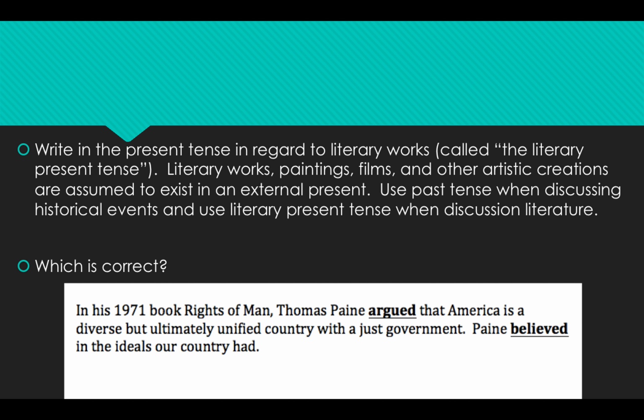Look at this example. Which is correct? "In his 1971 book, Rights of Man, Thomas Paine argued that America is a diverse but ultimately unified country with a just government. Paine believed in the ideals our country had." So, which one of these is talking about literature? It would actually be the first one. So, the first "argued" needs to be changed to present tense. "In his book, Thomas Paine argues that America is diverse." But historically, the historical figure Thomas Paine, he did believe in the ideas. So that needs to stay past tense. Clear as mud, I'm sure, but that is the literary present tense.